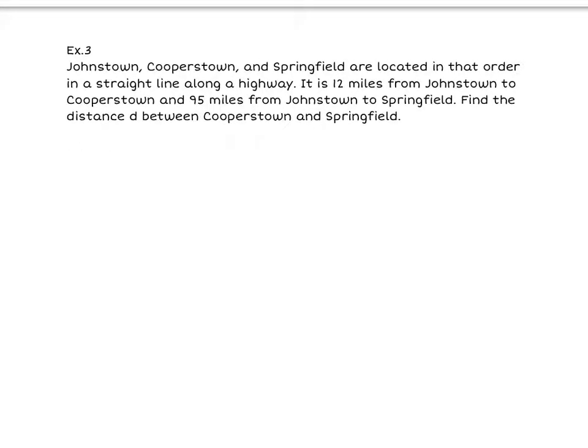All right, example number 3. Johnstown, Cooperstown, and Springfield are located in that order in a straight line along a highway. It is 12 miles from Johnstown to Cooperstown and 95 miles from Johnstown to Springfield. Find the distance D between Cooperstown and Springfield. So we're trying to figure out what D is. We don't know what D is. D is the distance between Cooperstown and Springfield.